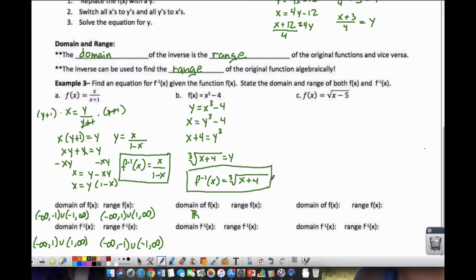Now the domain of my inverse, well, we do have a radical, but if you think back, you can have any number under an odd root because you can have negatives under an odd root. So this domain is actually all real numbers, negative infinity to infinity. So this domain tells us what this range is. And this domain tells us what that range is.